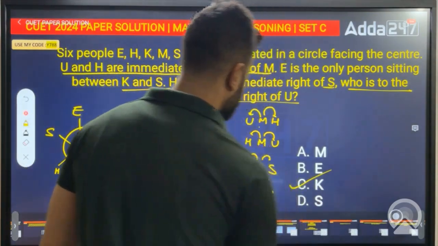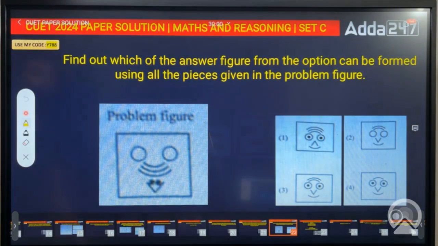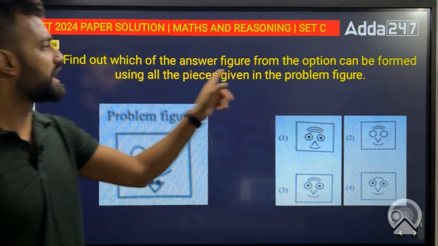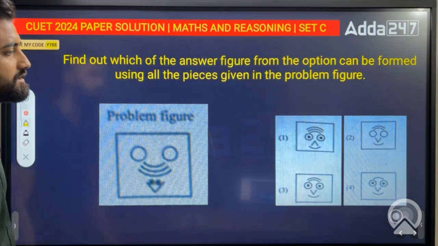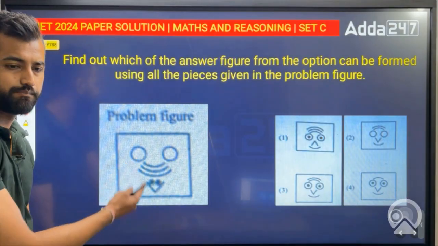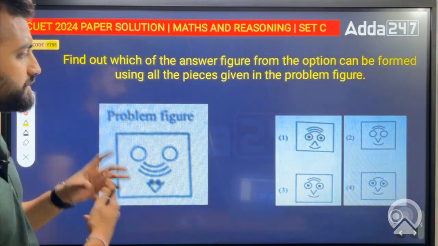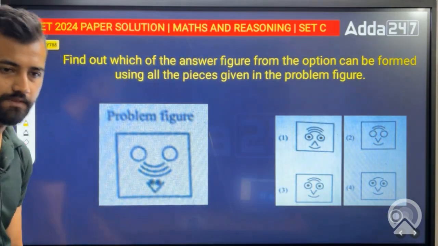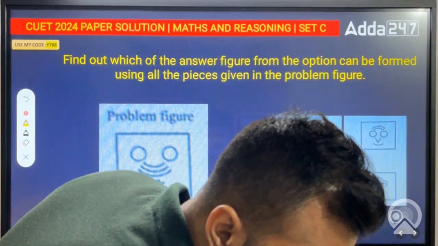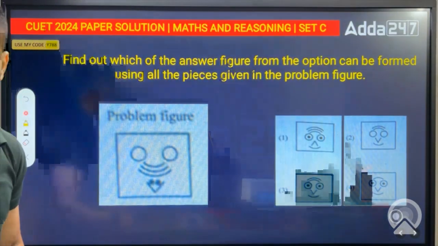Next, these are simple figures. Tell me the answer. Find out which of the answer figures from the options can be formed using all the pieces given in the problem. So these are the pieces. By combining these pieces, which figure can I draw? Tell me the answer. Easy question. See, observe, and tell me what will be the answer.